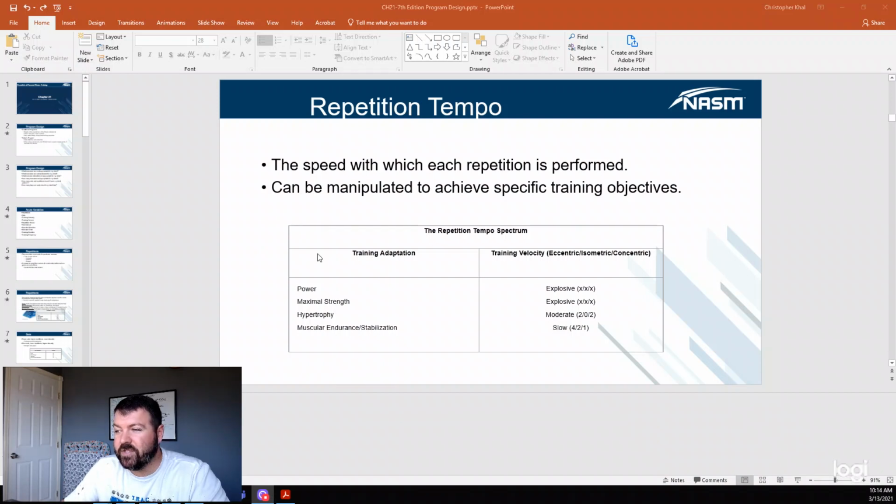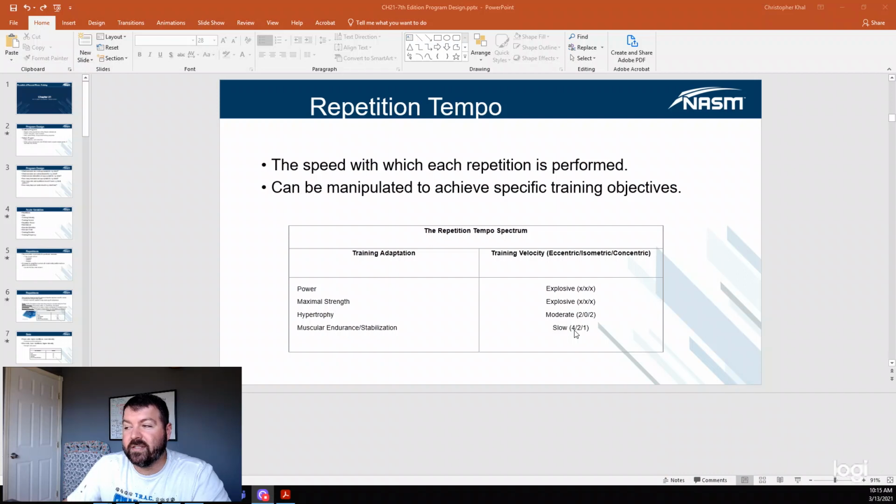Tempo, I mentioned this a little bit earlier. This is the speed at which every repetition is performed. And you'll see a lot of these, like these 3 numbers or whatever it is. Depending on what you're trying to do, remember it's going to be eccentric, isometric, and concentric, in that order, usually how they're listed. So for example, the endurance and stabilization is 4-2-1. It's usually in seconds.